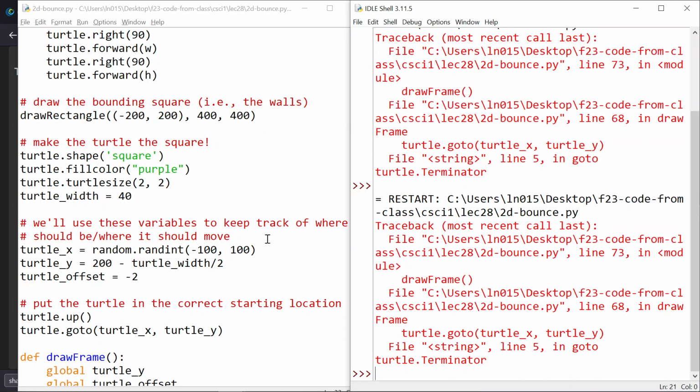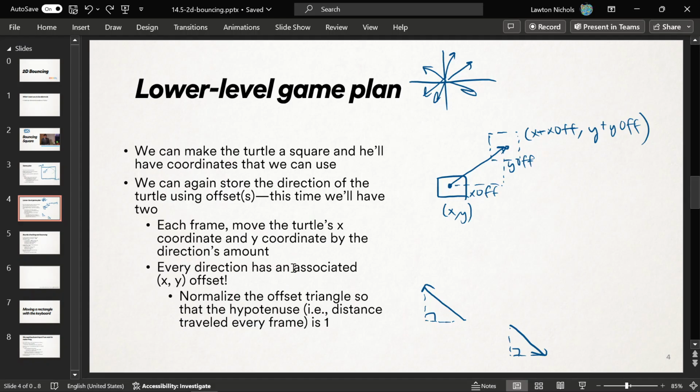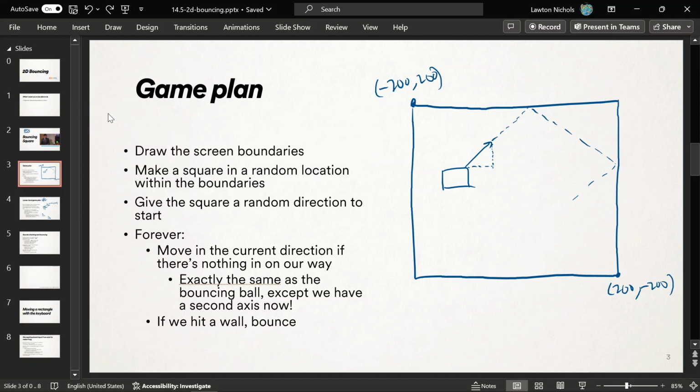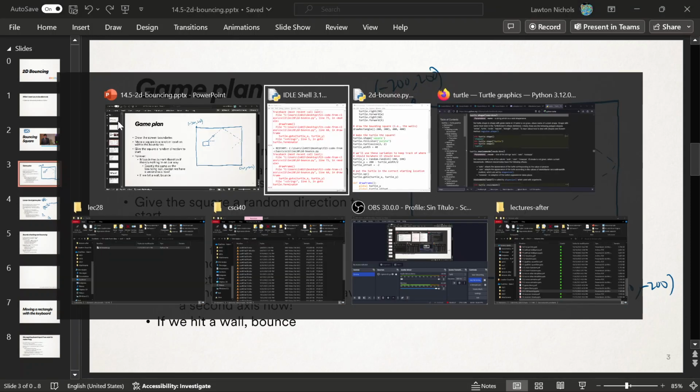So, what's the next step? What are we still trying to do here? Let's give the turtle a random spot within the boundaries as it begins its life. So, not just initially at the very tippy top. Let's give it another spot. So, let's take care of all that.